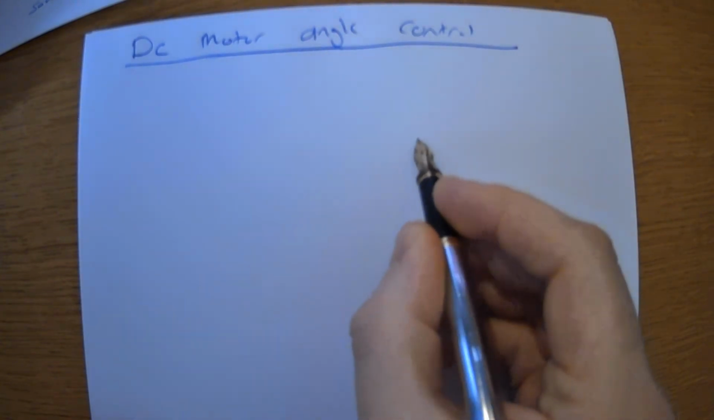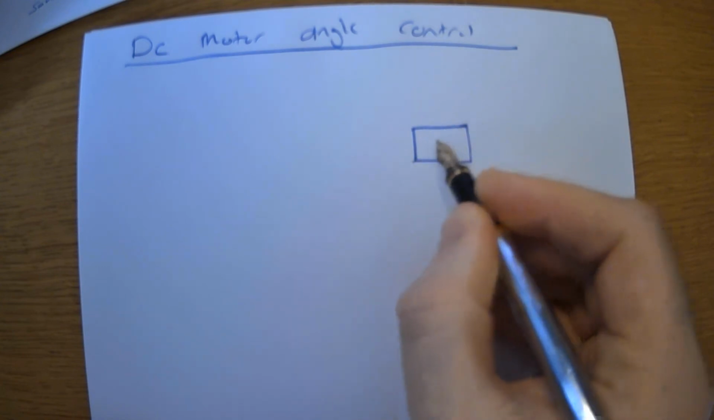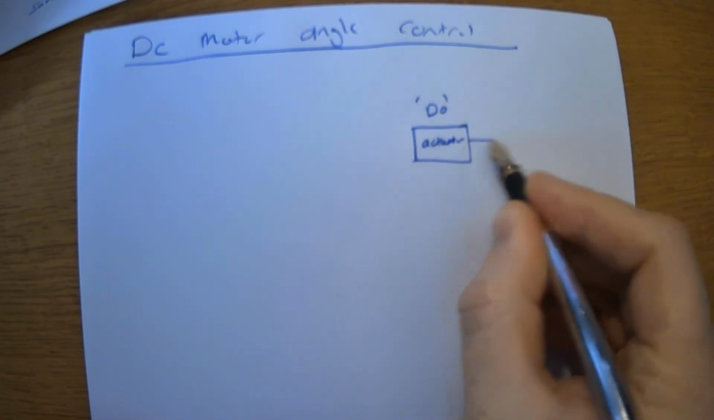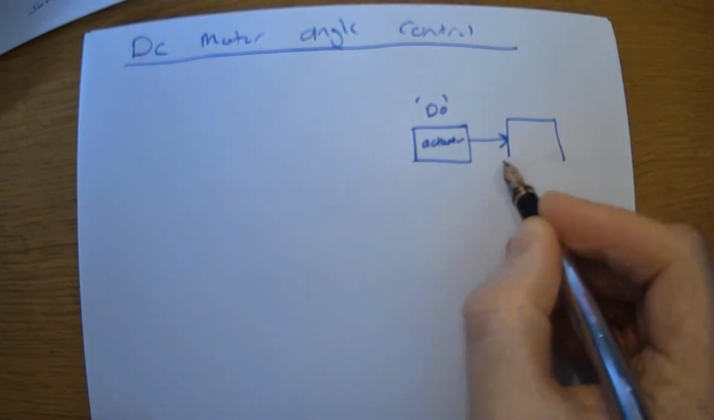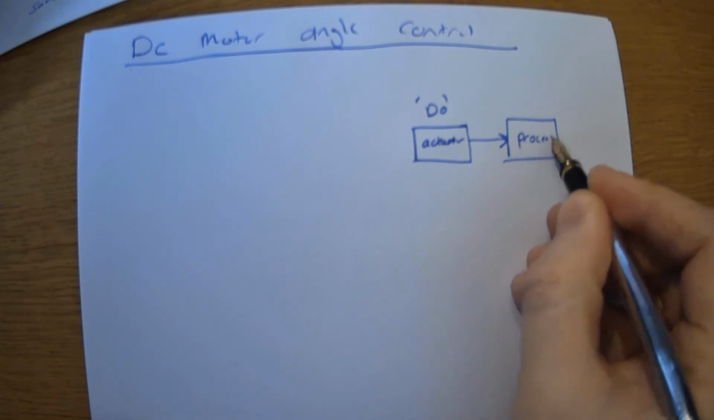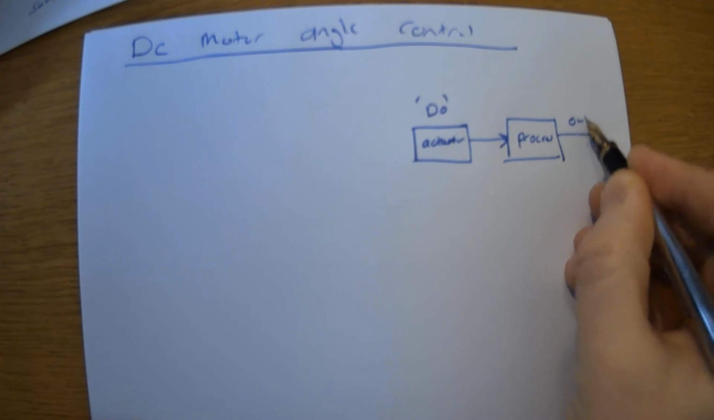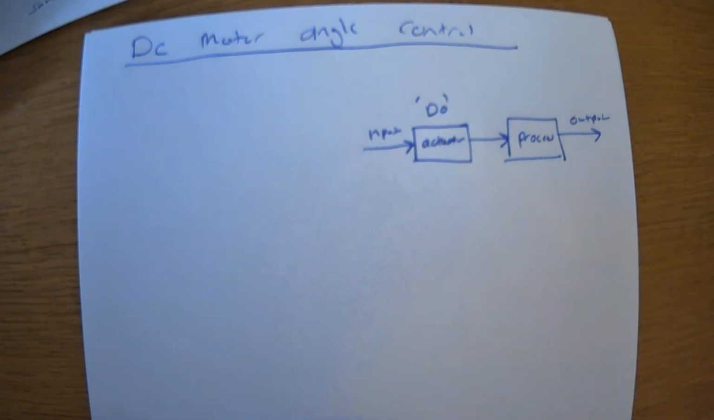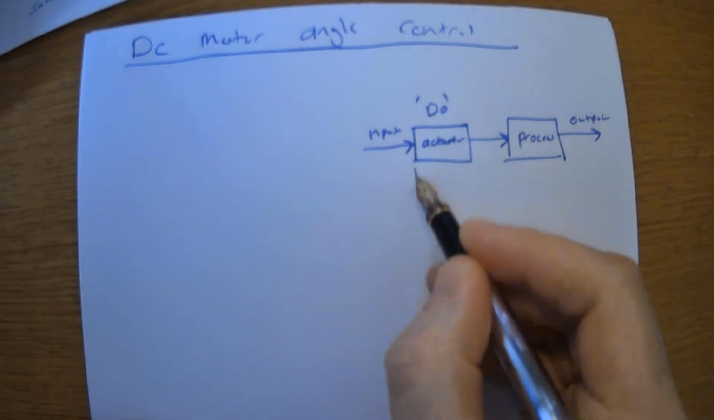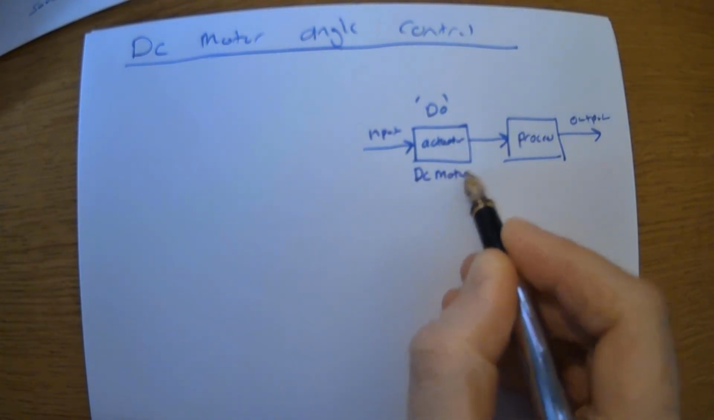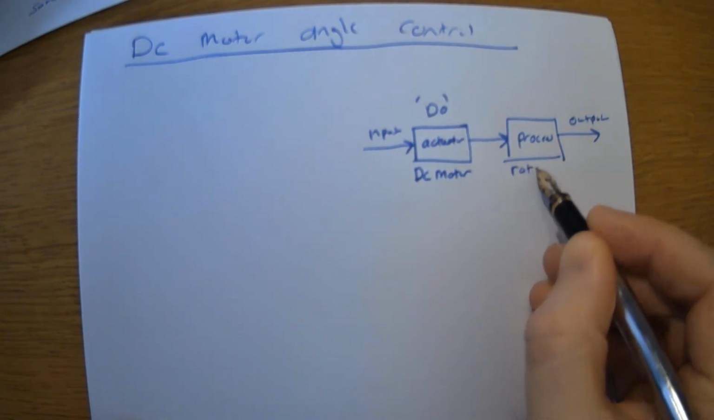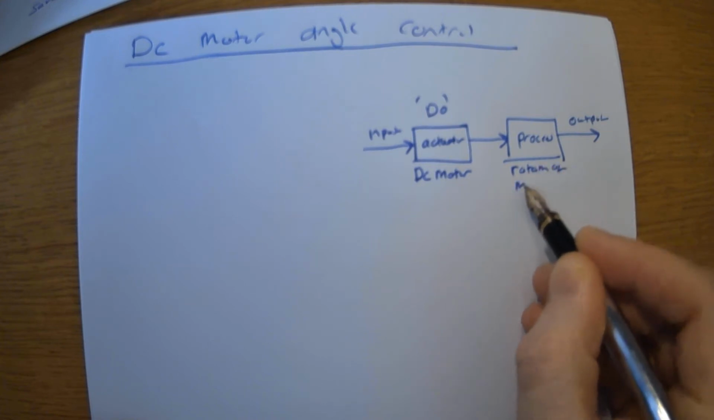So you all know the system consists of an actuator. So this is effectively your doer, to change something. And then what we've also got here is the process. Okay, and here we have the output, and here I'm going to call it input for the time being, but you know that that's going to change based on what I said to you last week. So the actuator in this case, as you probably know, is the DC motor. Okay, and the process is going to be, we'll say, rotation of motor shaft.